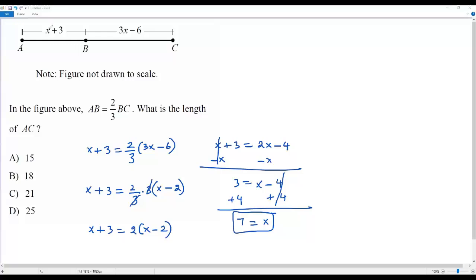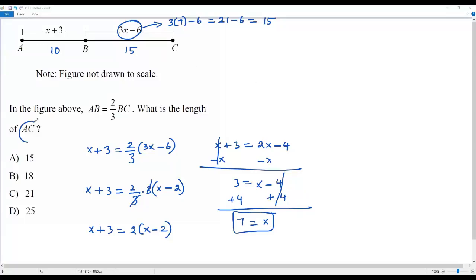Okay, I got the value of x equal to 7. When I plug in x equals 7 over here, 7 + 3 will become 10. The length of AB is 10. Okay, so what is the value of 3x - 6 if x equals 7? That is 3 times 7 - 6, which is 3 times 7 is 21, 21 - 6 is 15. So the evaluation of 3x - 6 equals 15 when x equals 7. 3x - 6 represents the length of BC. Therefore, the length of BC is 15.